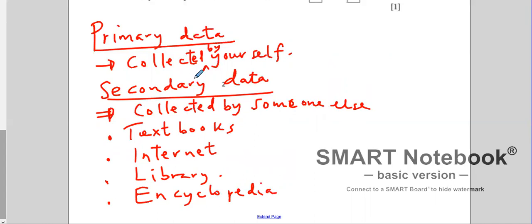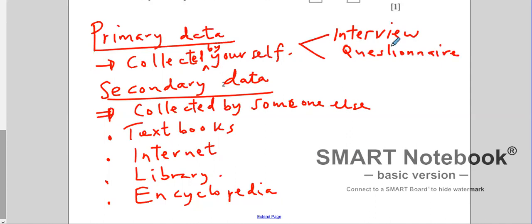Now, primary data, you collect information by yourself, and this can be done by giving a short interview to people, or preparing a questionnaire. Those are the methods which you can use to collect primary data, the data which you collect yourself. So interview, questionnaire, perform an experiment and collect the data yourself, or perform an observation.